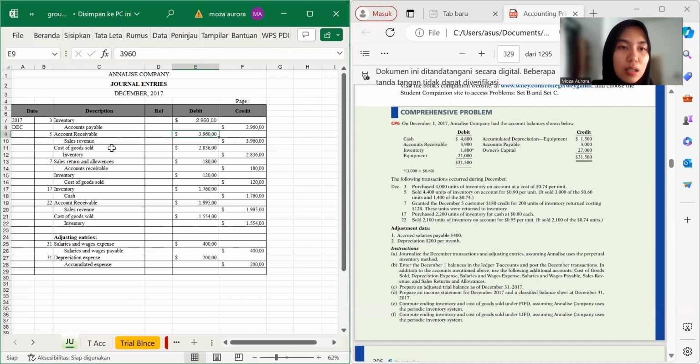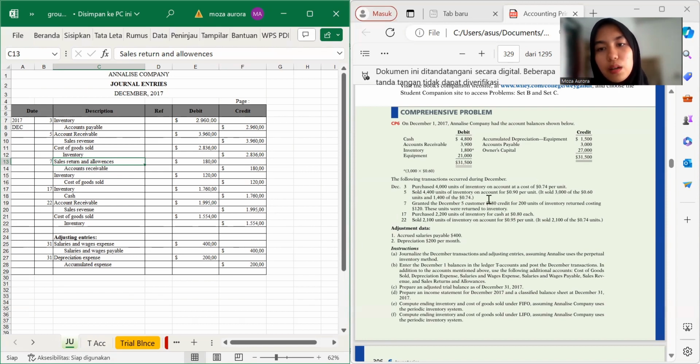The next entry we will write is cost of goods sold and inventory. Cost of goods sold on debit for this amount, $2,836, and inventory on credit for $2,836. So the next transaction is on December 7th.